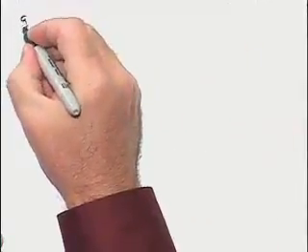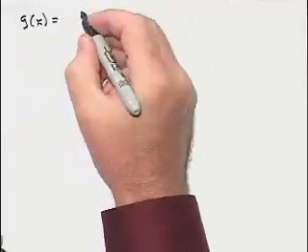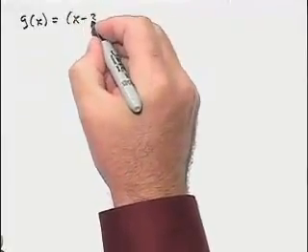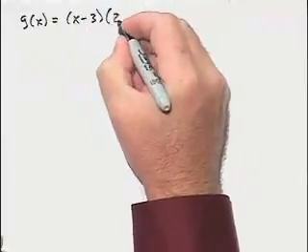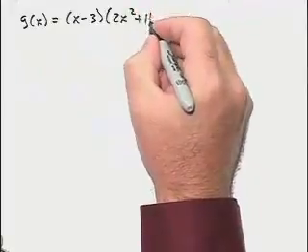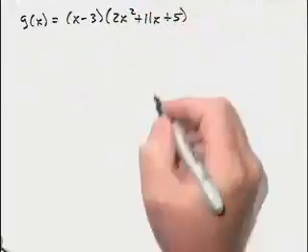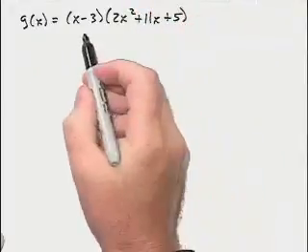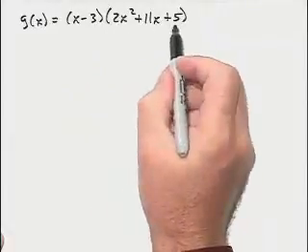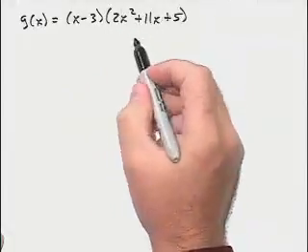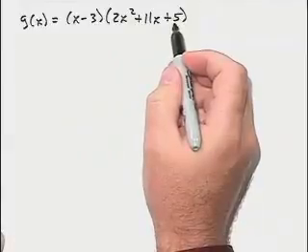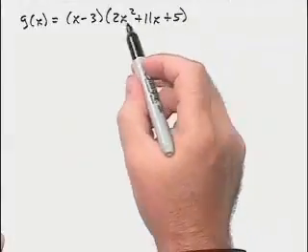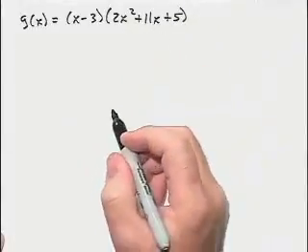That allows us to rewrite g of x as the product of x minus 3 and 2x squared plus 11x plus 5. We only need to worry about factoring this reduced polynomial now, 2x squared plus 11x plus 5. This is a quadratic, so we could try to factor that.